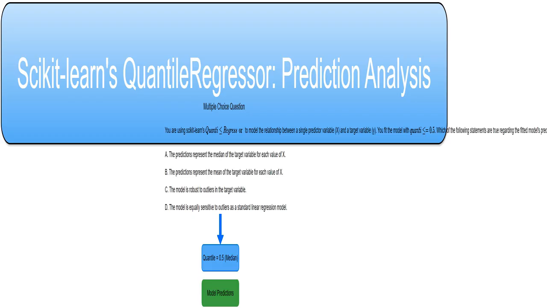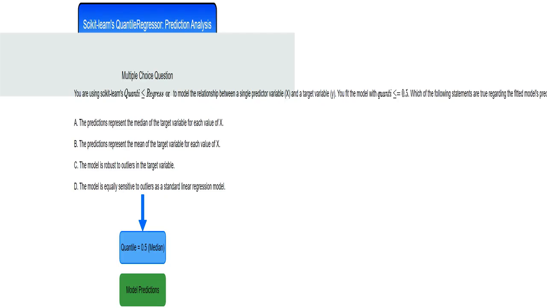I'm looking at how scikit-learn's QuantileRegressor predicts values. Specifically, I'm focusing on understanding its predictions. This is a multiple-choice question testing my understanding of the QuantileRegressor. This question describes using a QuantileRegressor with quantile equals 0.5 to predict y from x. I need to determine which statements about the predictions are correct.